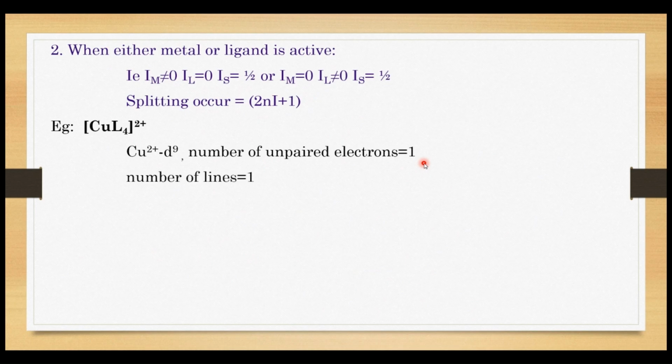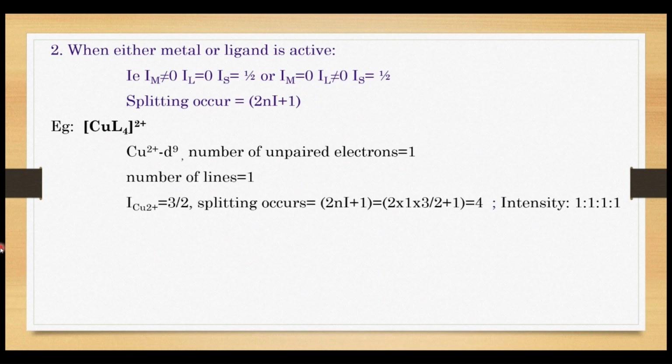How will the splitting occur? Here metal is active. The Cu2+ has an I value of 3 by 2. So splitting occurs as 2NI plus 1, that is 2 into 1 into 3 by 2 plus 1, which is equal to 4, and the intensity is 1:1:1:1. This intensity is based on the non-Pascal triangle that we discussed in our previous video.